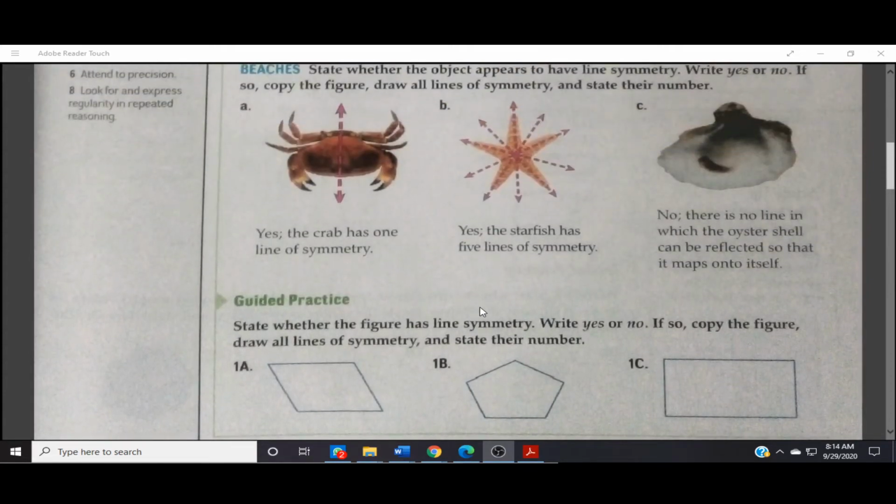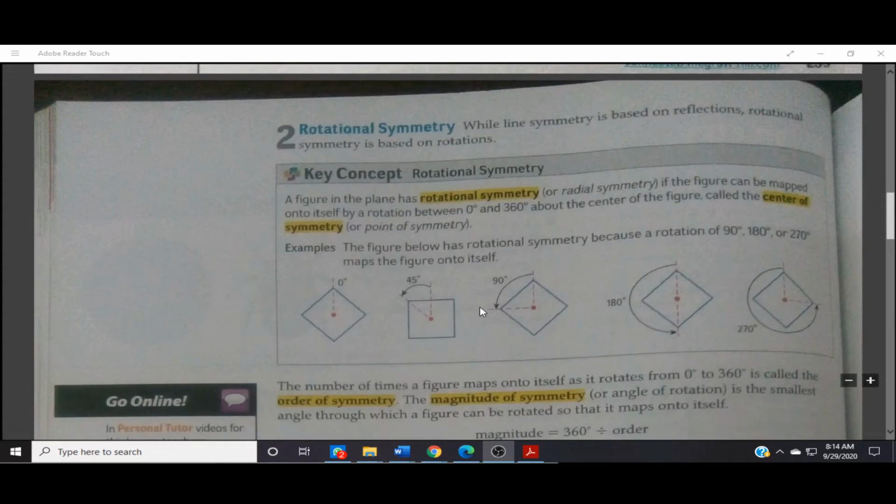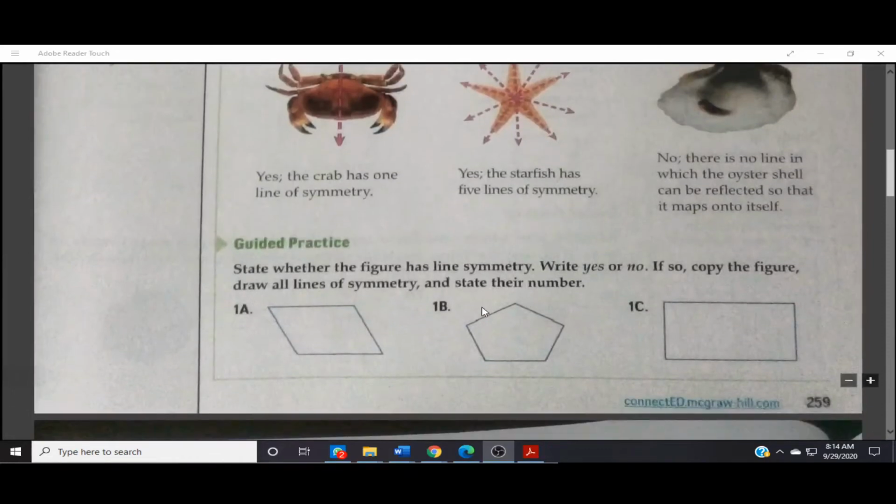I want you to finish the first half before class, and in class after the video, after 10 a.m., we will finish the second half. The second half will follow rotational symmetry. So the first ideas are line symmetry, yes or no, and drawing the lines.